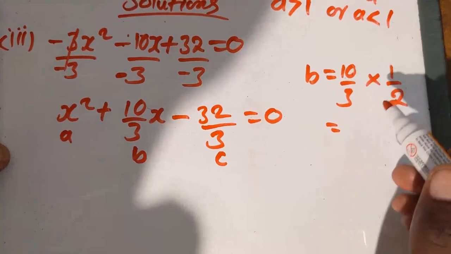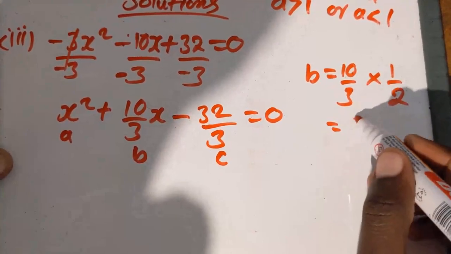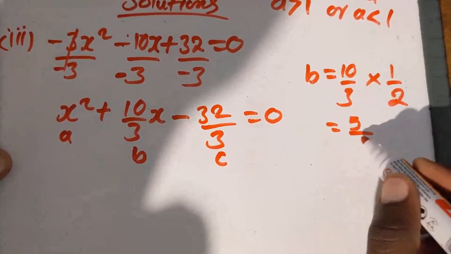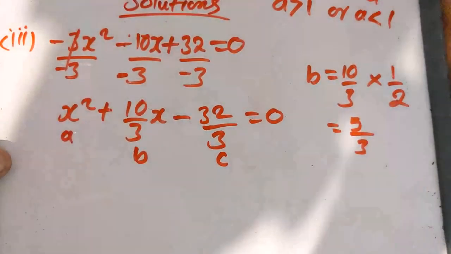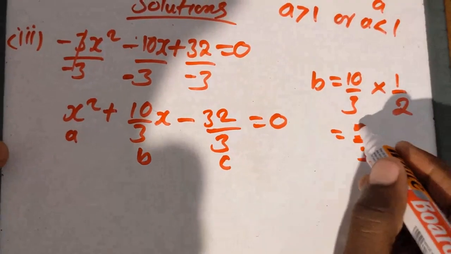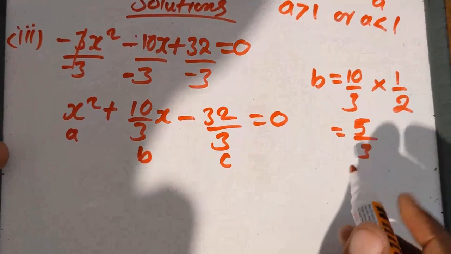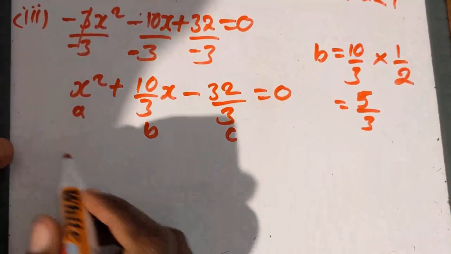2 into this, it is 5. So meaning that we are going to have 5 over 3, like that. Okay, so that is what we are going to have. This is half of B.